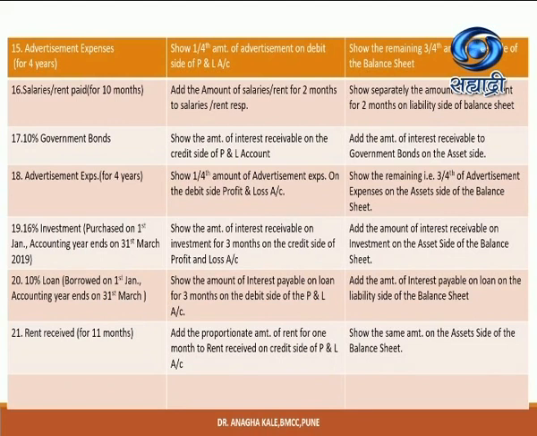Next we'll move ahead with the 16% investments that is given and purchased on 1st January. The accounting year ends on 31st March. So that is the amount which is receivable, the investment interest for 3 months on the credit side of the profit and loss account. Now 16% is again the rate of interest, and these investments are purchased on 1st January. So we have to calculate interest from 1st January to 31st March, for 3 months. So we'll be showing the interest for 3 months on the credit side of P&L, and we'll be adding the interest amount on the asset side in the balance sheet.